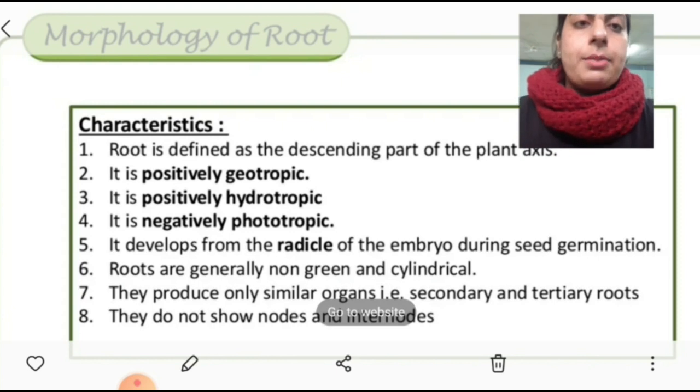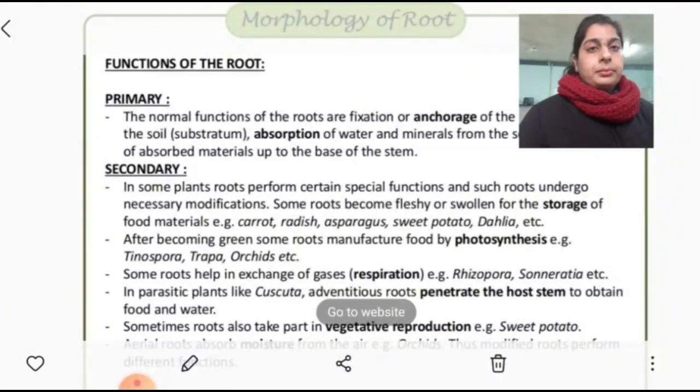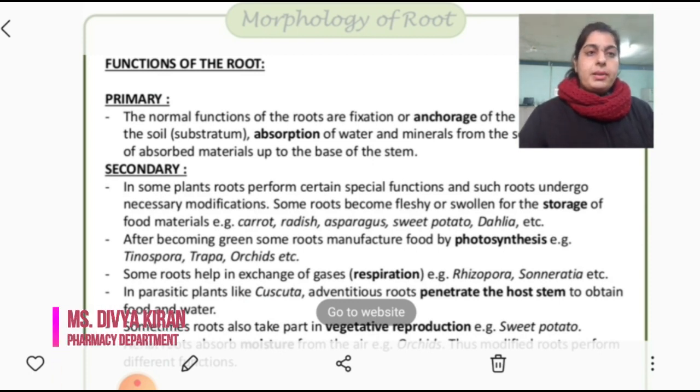So, next we move toward the next slide. It includes the functions of the root. Roots have primary and secondary functions. As you know, the root is the part of the plant which helps in fixing and anchoring the plant in the soil. It helps in the absorption of water and minerals from the soil and transfers them to the various parts of the plant.